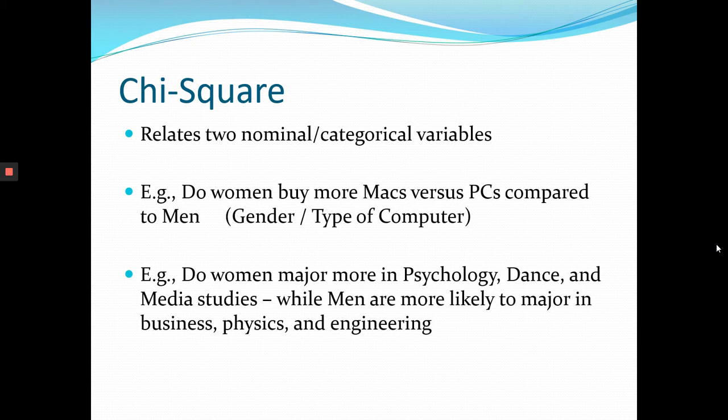So do women major more in psychology, dance, media studies, while men are more likely to major in business, physics, engineering? We could actually do an analysis if we have data about this, and the analysis would be done by chi-square because here we have two categorical variables. Gender is used as a category here. There's not more or less of a gender. There's different categories. And then major. There's not something that's more a major or less a major. There's just different categories of majors.